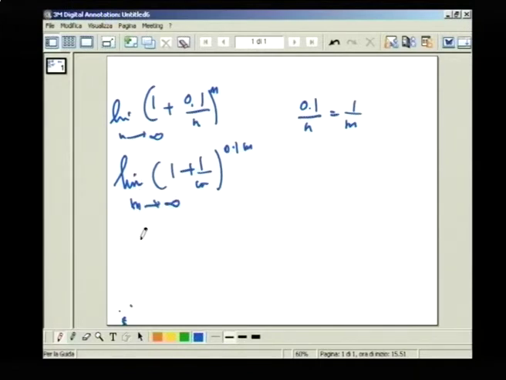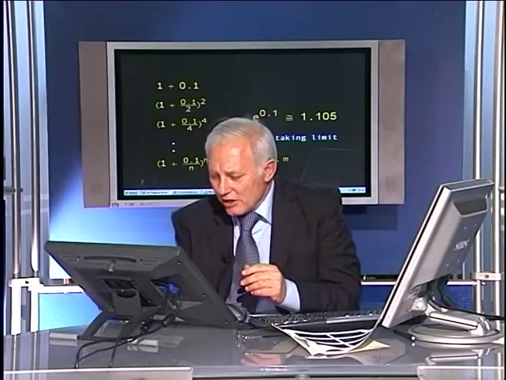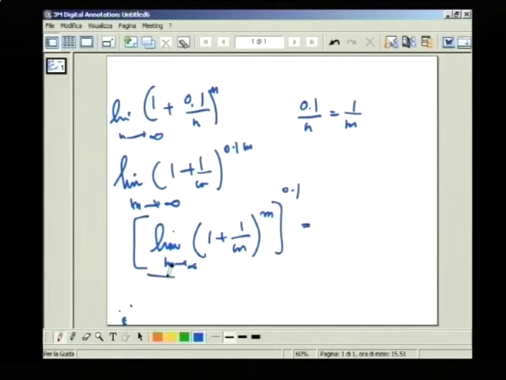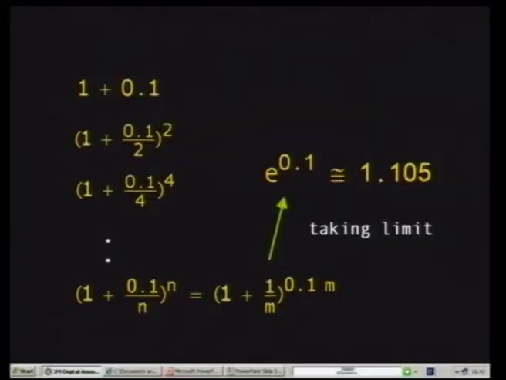Now this is equal to what? We try to apply the algebraic laws of limits. Here you have the limit of (1 + 1/m)^m, raised to the power 0.1, so we introduce the limit as m tends to infinity, all to the power 0.1. But we know that this is the number e. So at the end, you get e^0.1, and this is what is written here. e^0.1 is the maximum of your money for 1 euro.